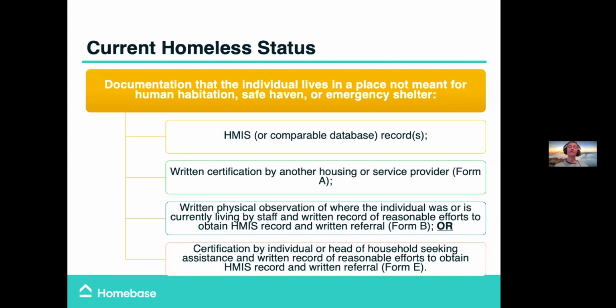And then one last quick note about current homeless status. The intention here is to document where the client is staying, where they're living, at the point of enrollment into the program that requires chronic homeless eligibility. To document this, the documentation can actually be dated anytime within 14 days prior to the date of enrollment. So it doesn't necessarily have to be dated the night before. If you're looking in HMIS and you can find a shelter record from 3 days ago, that's probably going to be good documentation and third-party documentation of current homeless status.